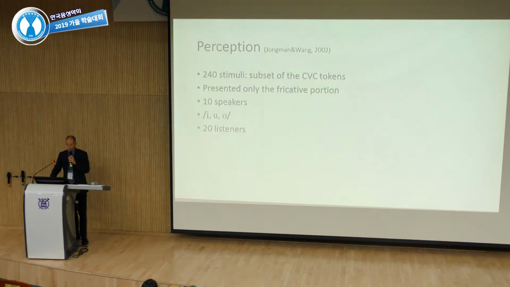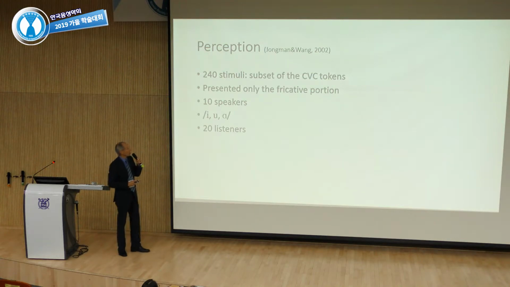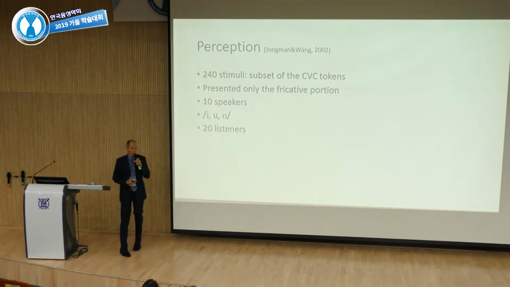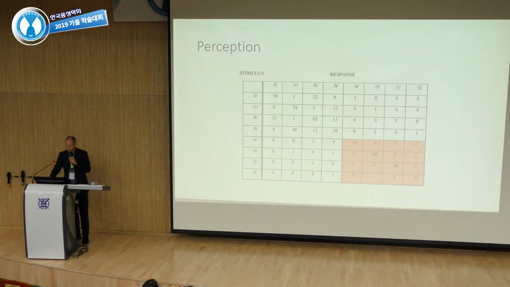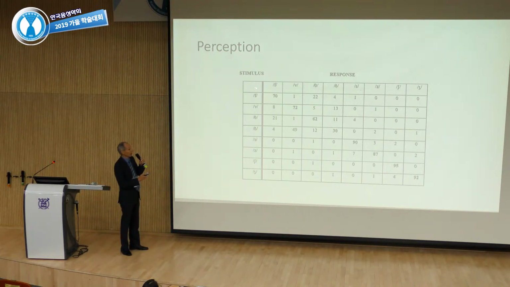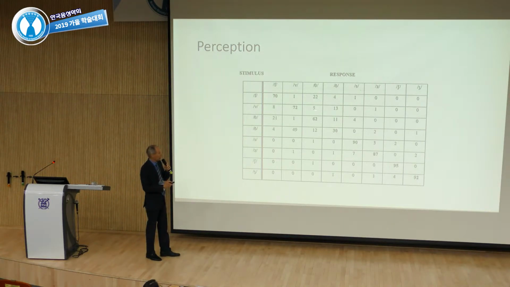What happens in perception? Well, we took a subset of our stimuli, we presented them to listeners, only the fricative portion, just the sh, and things like that, okay? And listeners had to identify which fricative they heard. And what we found was that here you have the stimuli that were presented along the leftmost column, and along the top row you have the responses that our listeners gave. Correct responses are along the diagonal in bold. Okay, there's a lot of numbers there.